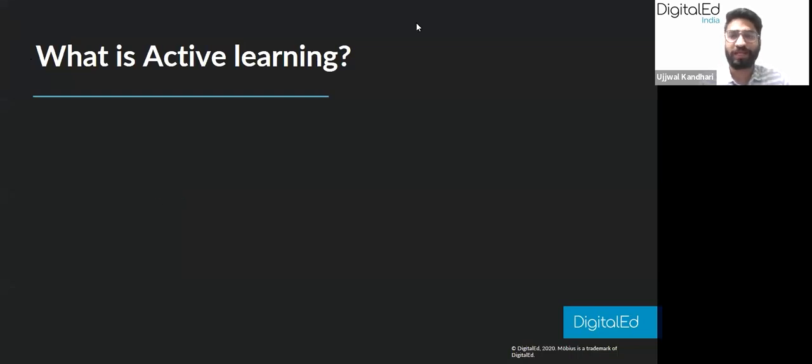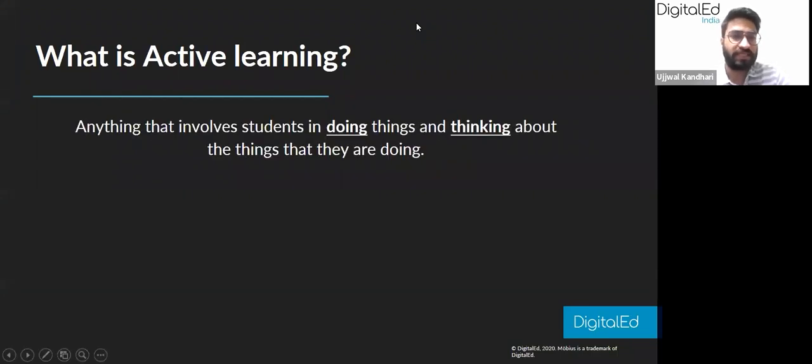So we'll start off with what is active learning. Active learning is simply anything that involves students in actually doing things and also thinking about the things that they are doing. Let's take a sample lecture, for example. Most of the learning takes place where the instructor comes inside a class, teaches their students, and goes back. Here, students are definitely involved in listening, but are they really thinking about what's actually happening? That is where active learning comes into play.